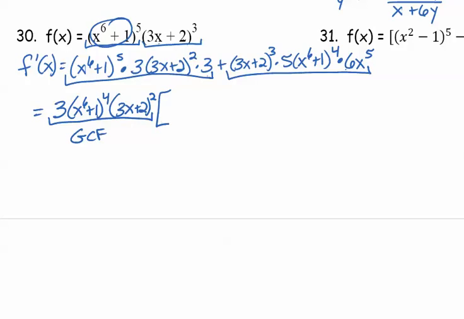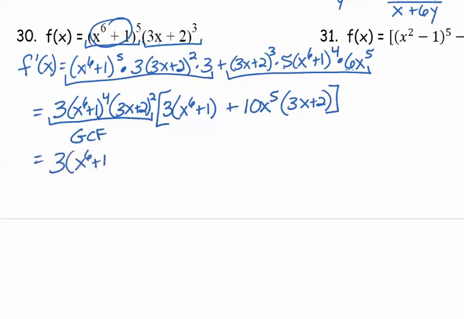So what's left from the first term would be one of the 3's and a binomial x to the 6 plus 1. From our second part, we've taken out a 3, so we'd have a 5 times a 2. So we'll have a 10x to the 5th as our coefficient. And then we also have a 3x plus 2 factor. Okay, hopefully you'll remember doing problems like this one previously in class.